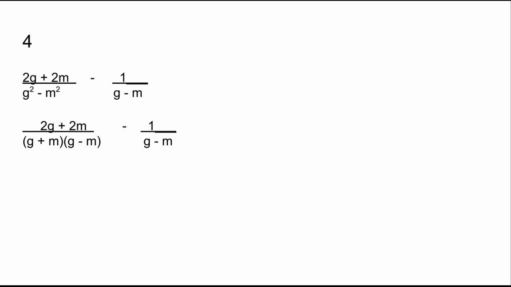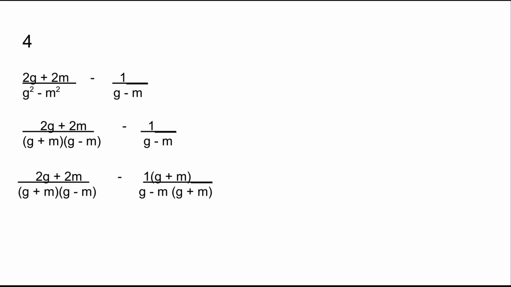Now, before we can add or subtract fractions, we have to make the denominators equal. Right now, they're only about half the same, correct? Yes, so we are missing the g plus m multiplied. So we're going to multiply both the numerator and the denominator by g plus m. And now we have the same exact denominators. We have g plus m times g minus m.